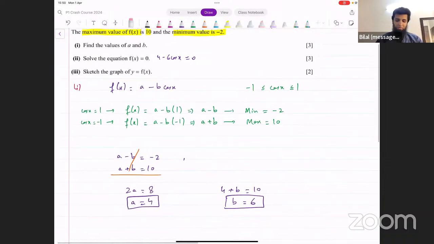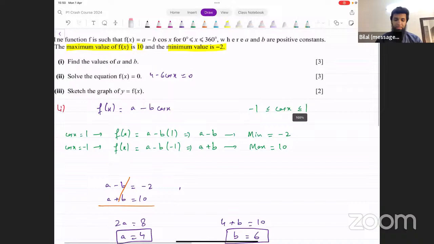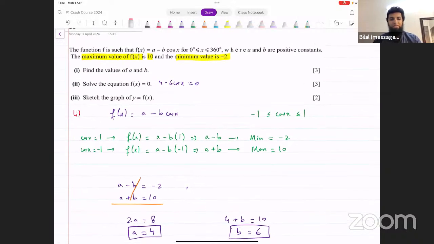So I just wanted to talk about that in particular. This is one way of doing this. Input cos x equals 1 once, input cos x equals minus 1. One of them is going to give you the maximum value. The other gives you the minimum value. You get two equations. Solve those two equations simultaneously, and you get the values of a and b.